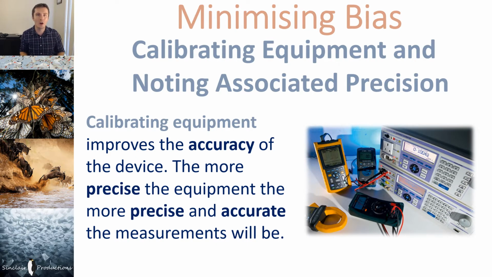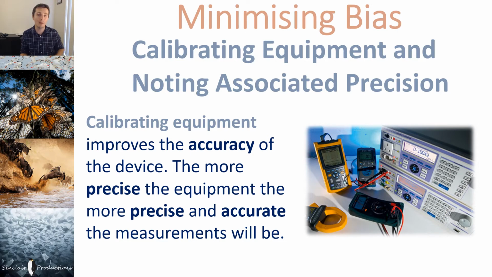Calibrating equipment and noting associated precision. So calibrating equipment improves the accuracy of the device. So basically, it's getting the device back to being an accurate level. Say with scales at the shops, you're hoping that they're calibrated so they're not out, and that's something that they should be doing time and time again. With you and your different meters and different devices, you should obviously have them calibrated before using them to ensure that the results they're giving you are actually accurate. So the more precise the equipment, the more precise and accurate the measurements will be.